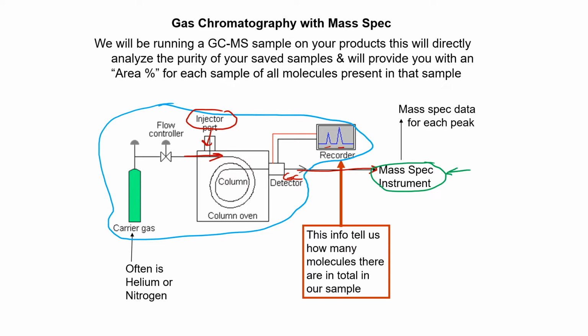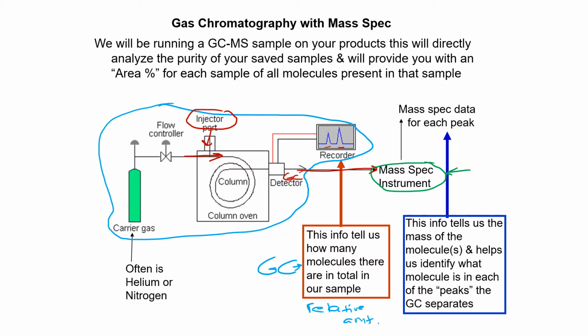So what the GC is actually going to tell us, in terms of data, is how many molecules there are in our sample. It is also going to tell us the relative amount of each molecule in the sample. We'll look at printouts of GC data in a couple of slides here. The mass spec is going to help us figure out what those molecules are. It's going to help us identify what molecules we had in our original sample, that was all the way over here. So that's the sample that you handed in.